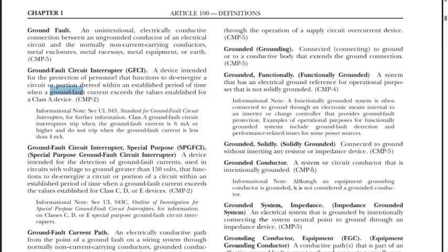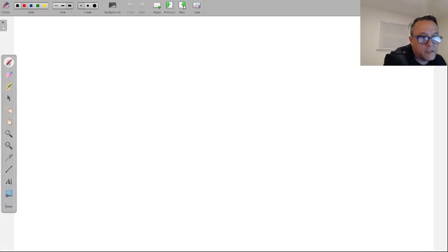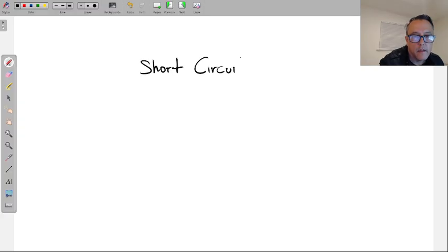Now, a ground fault. Let me explain what a ground fault is. People use two terms when they talk about faults, and here's where we'll wrap things up. We'll remember that we ended at GFCI. There's two terms that we like to use: one is a short circuit, and one is a ground fault.